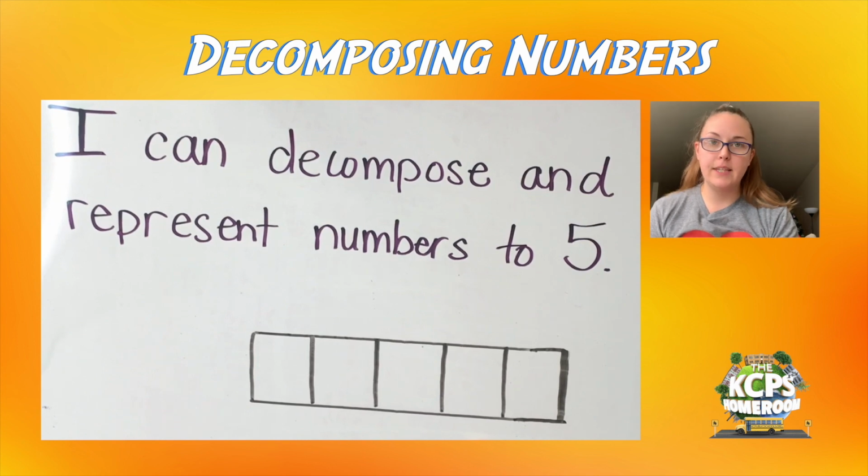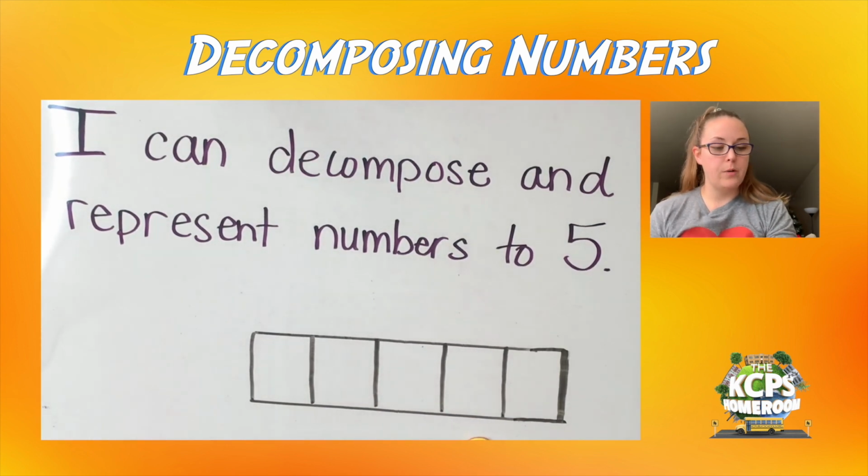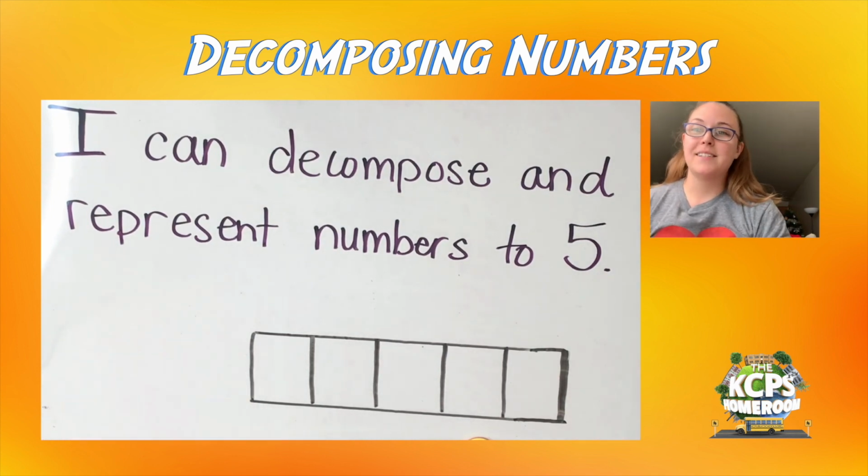If you don't have these math tools at home, that's okay. The 5 frame is available online if your parents would like to print it out, or you could use it on your iPad from school even. And if you don't have counters, just find 2 objects that are different colors. So I have red and yellow. Maybe you have black and blue. So just make sure that you have 2 different colors of objects and maybe just a flat surface to work on. And let's get ready to learn.